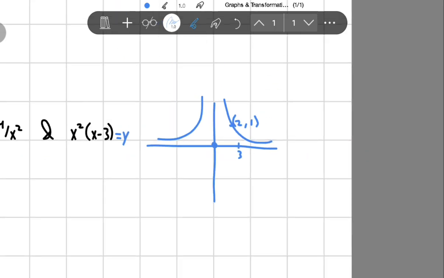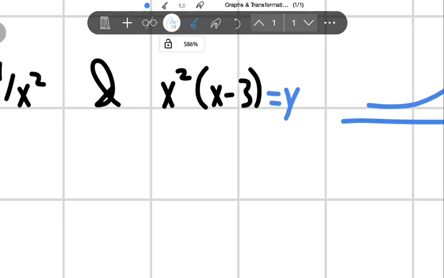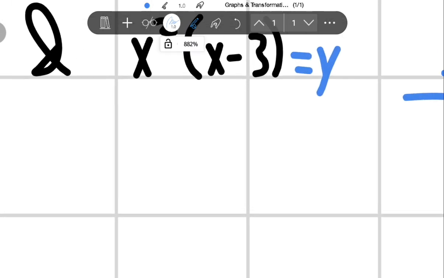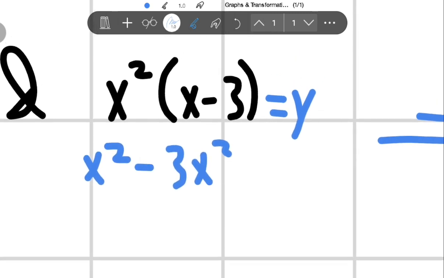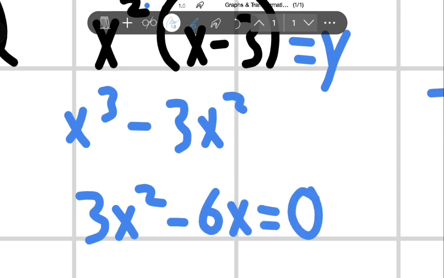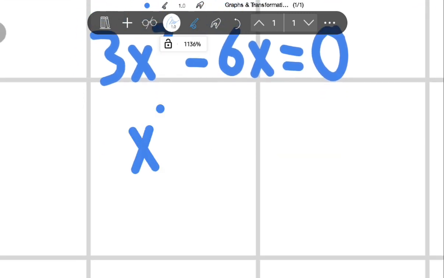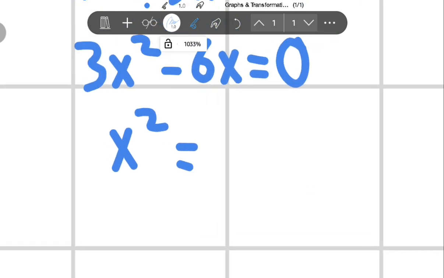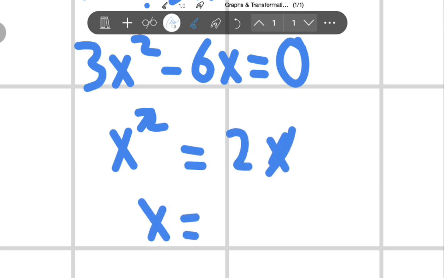So let's solve for its stationary point. We could just set its derivative to 0. So obviously this is x squared minus 3x, x squared minus 3x squared, apologies. So this is basically 3x squared minus 6x. Set this to 0. You can divide the whole thing by 3, so it'll be left with x squared equals 2x. You have x equals 2.